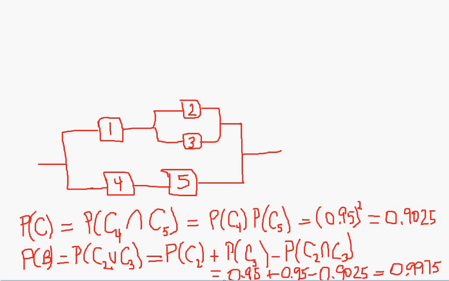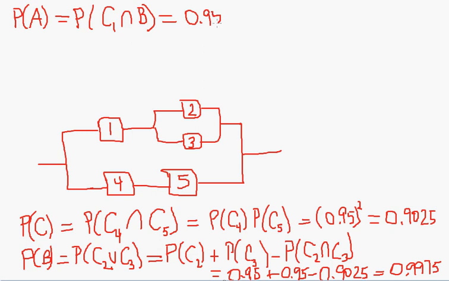Next, let's take a look at subsystem A. Subsystem A works as long as component 1 works and B works because they're in series. So that's multiplication, so 0.95 times 0.9975. So multiplying we get 0.947625.